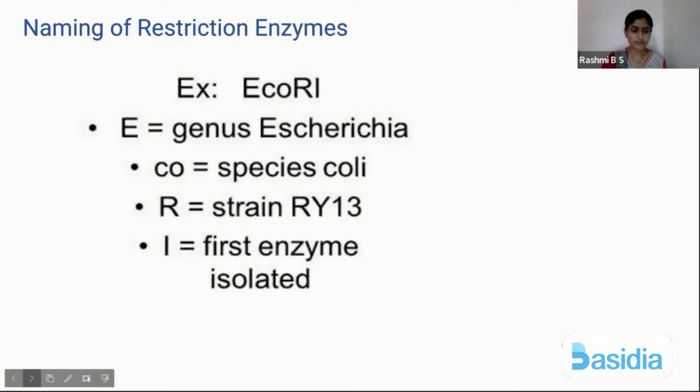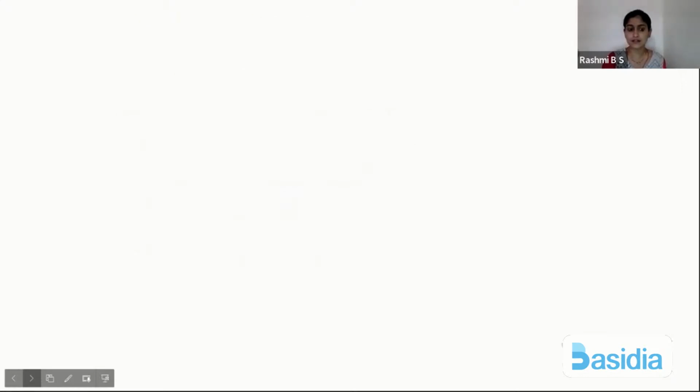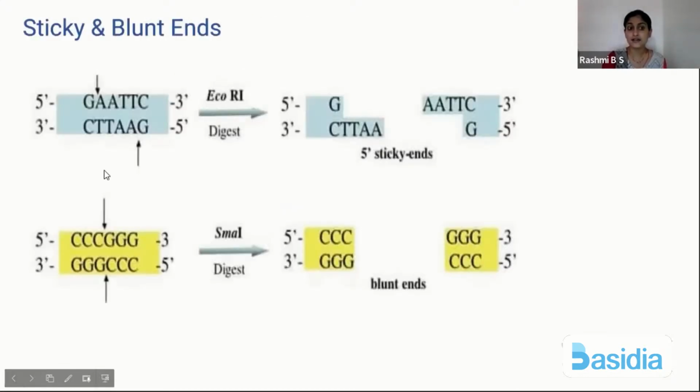Yes, children. In case of EcoR1, you know that palindromic sequence, right? The restriction enzymes cut the DNA at specific nucleotide sequences, specific points, and those are called palindrome sequences. Here I have taken an example of EcoR1. You know the palindrome sequence.